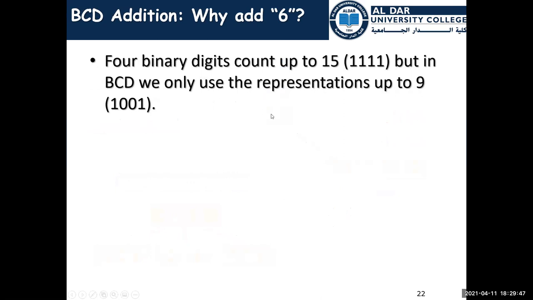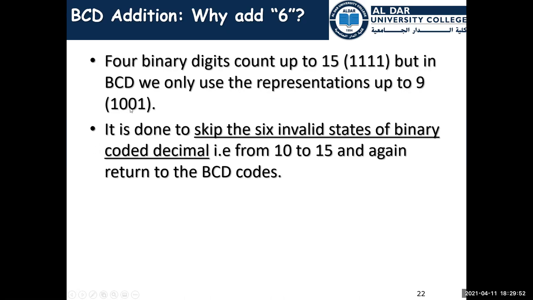Why do we add 6? It is simple, because we are going from 101 to 111. The difference between 9 and 6, what? The difference between 9 and 5? Yeah, from 10 to 15. If you count them, 10, 11, 12, 13, 14, 15, they are 6 values. These are not valid, so we have to skip them. That's why we add 6. We add 6 to skip the invalid range.